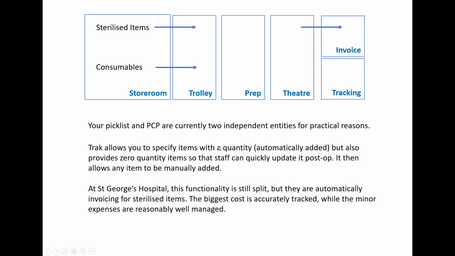Now, when you go to Track, it's going to allow you to specify the items with a quantity automatically added, but also provide zero quantity items so that staff can quickly update it post-op. So you're going to be getting some new functionality, and you really need to be working out what it is now. What's the good side of it? What's the downside? At St George's, they've got all of this functionality basically split. So they're using Track to monitor what's going on in theatre, and then LTrace to be scanning sterilised items in, but they've got a printed pick list similar to what you're doing now in the storeroom.